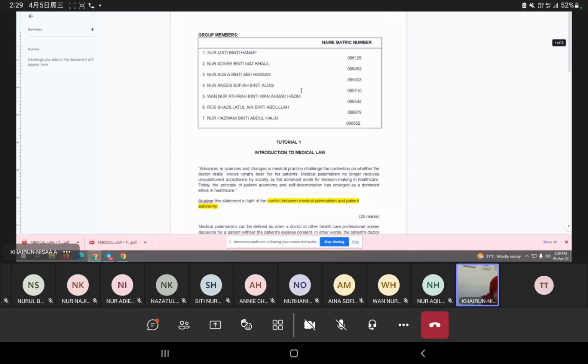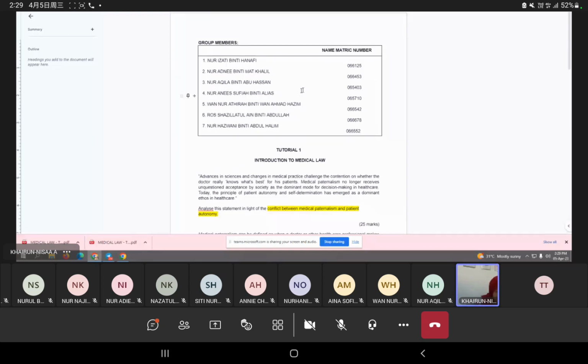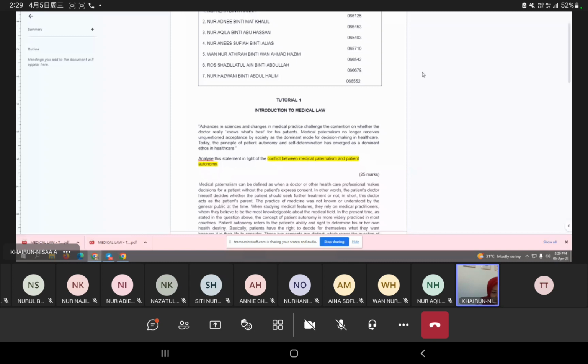Okay, which group is this? Nur Izzati, are you in this session? Yeah, in session 1, right? Okay, let's look at this group next. I haven't gone through this one.